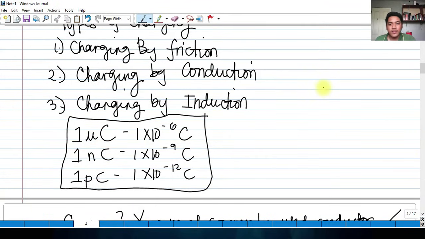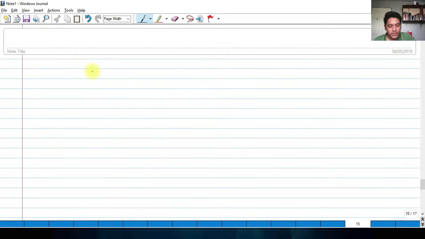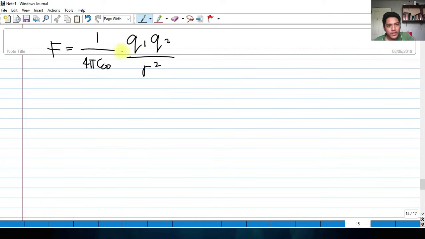So let me just rewrite this equation. Force according to Coulomb is 1 over 4 pi epsilon sub 0 times Q1 Q2, the product of the charges, divided by the square of the distance between them. Actually, this 1 over 4 pi epsilon sub 0 could be replaced by what we call Coulomb's constant K.